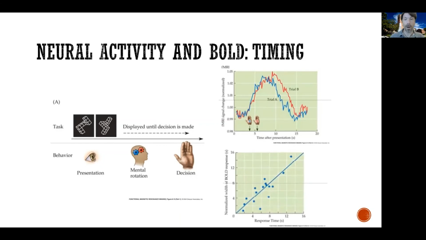And this graph at the bottom just shows, over a number of different trials, the length of each trial, which is on the x-axis. Rather, the length of the BOLD response, how long it lasts, on the y-axis, is proportional to the response time, so to the length of the mental event and presumably of the underlying neural activity.